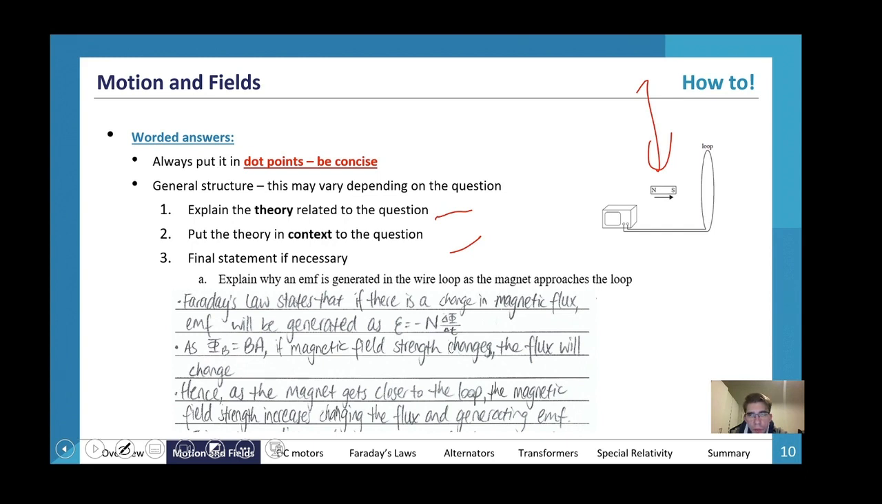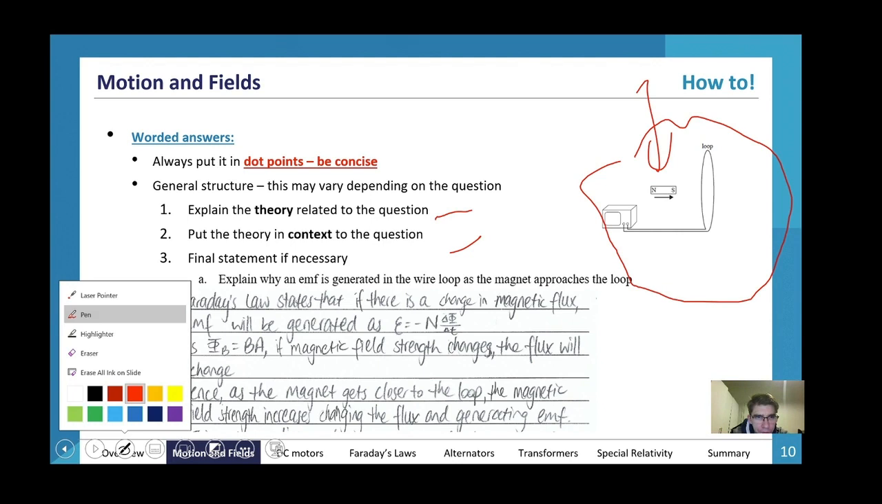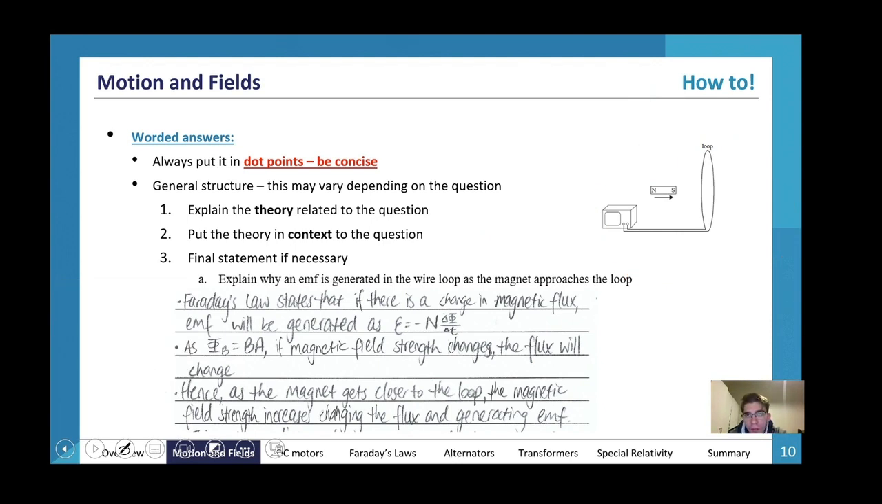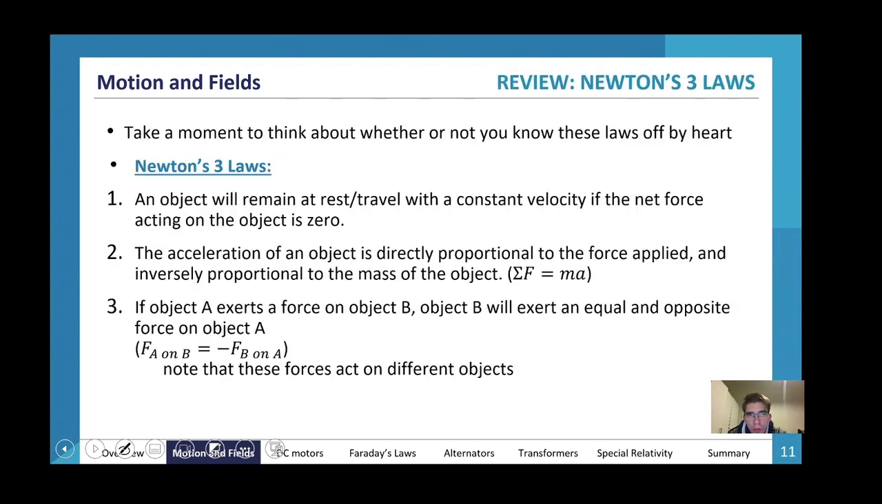As flux is equal to magnetic field strength multiplied by area, if magnetic field strength changes, the flux will also change. Hence, as the magnet gets closer to the loop, the magnetic field strength increases, changing the flux and generating EMF. Right? So you relate it back to the context of what you see. That's what it means to relate it back to the context of the question.